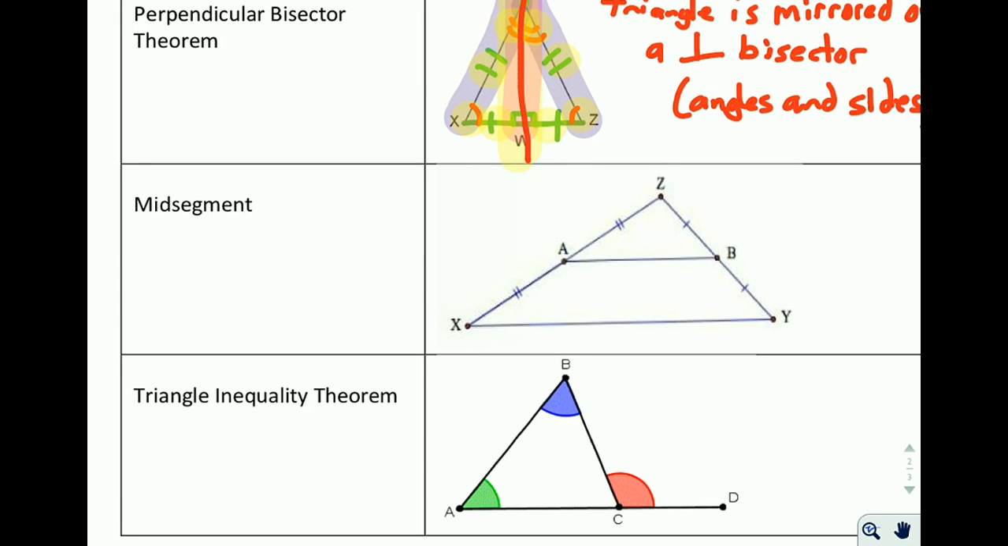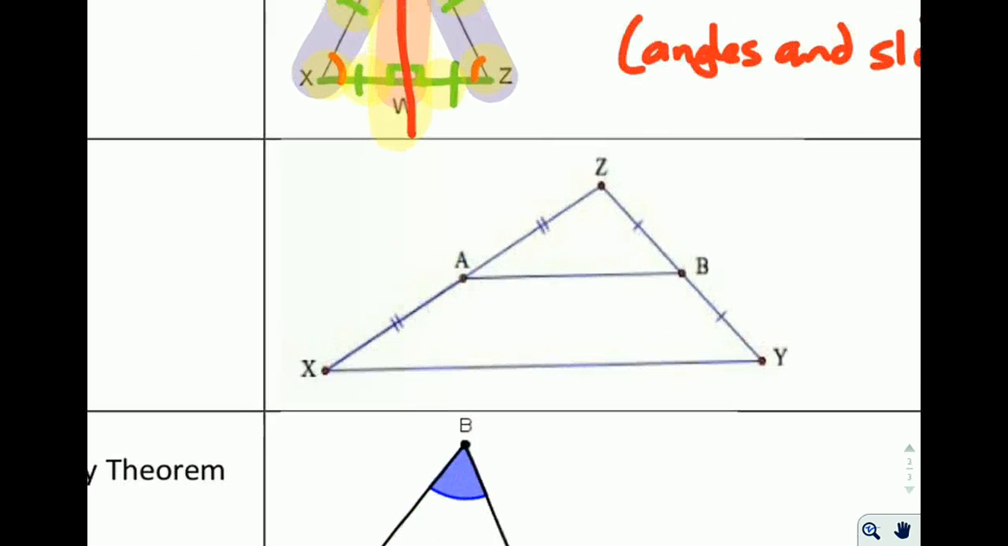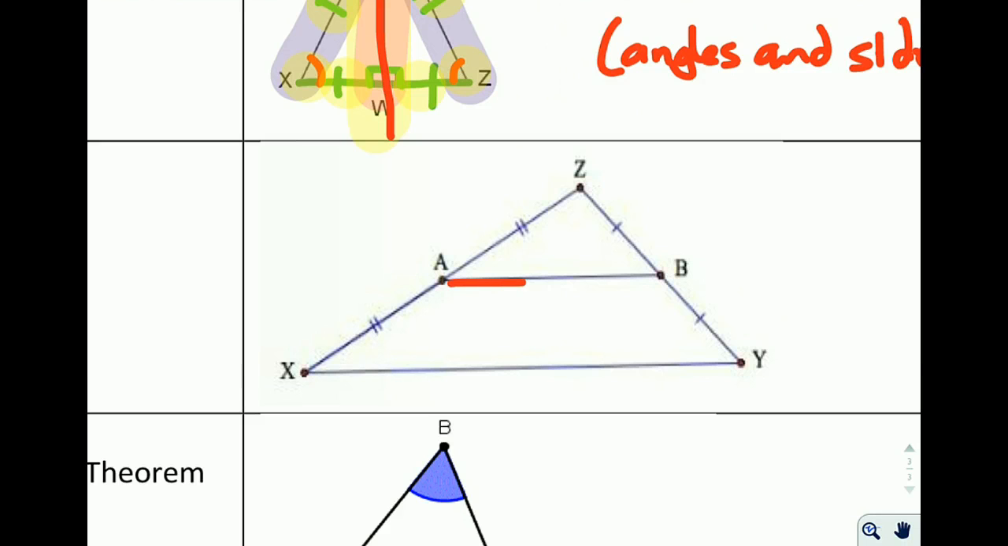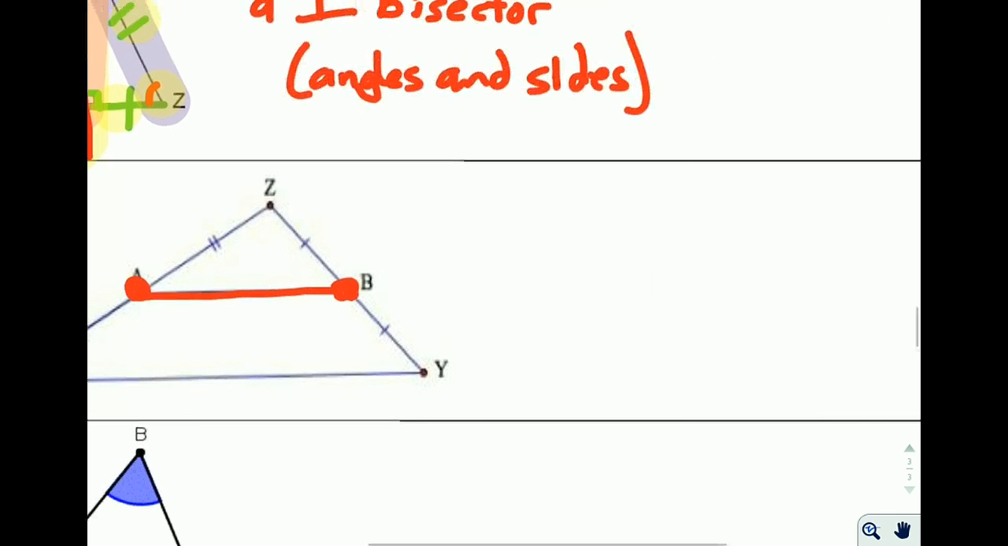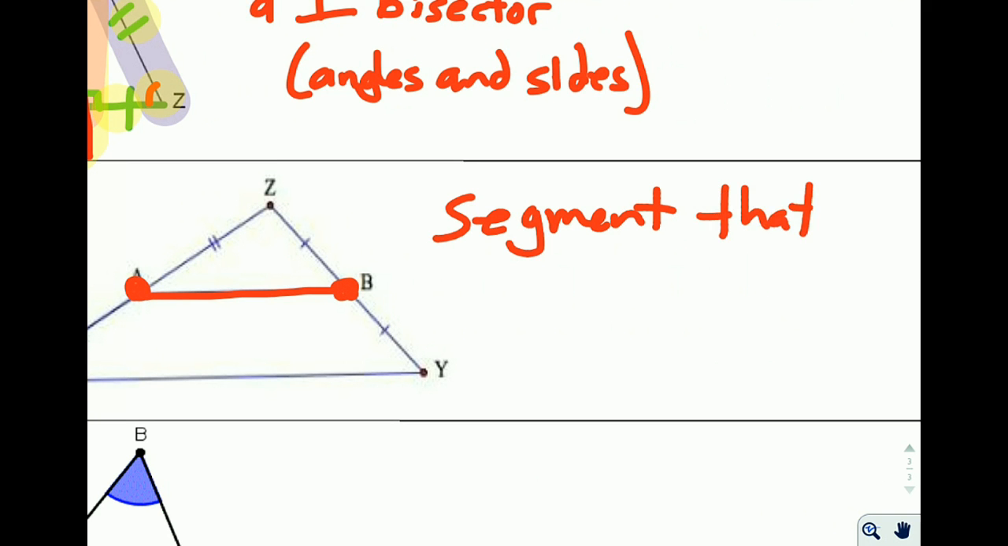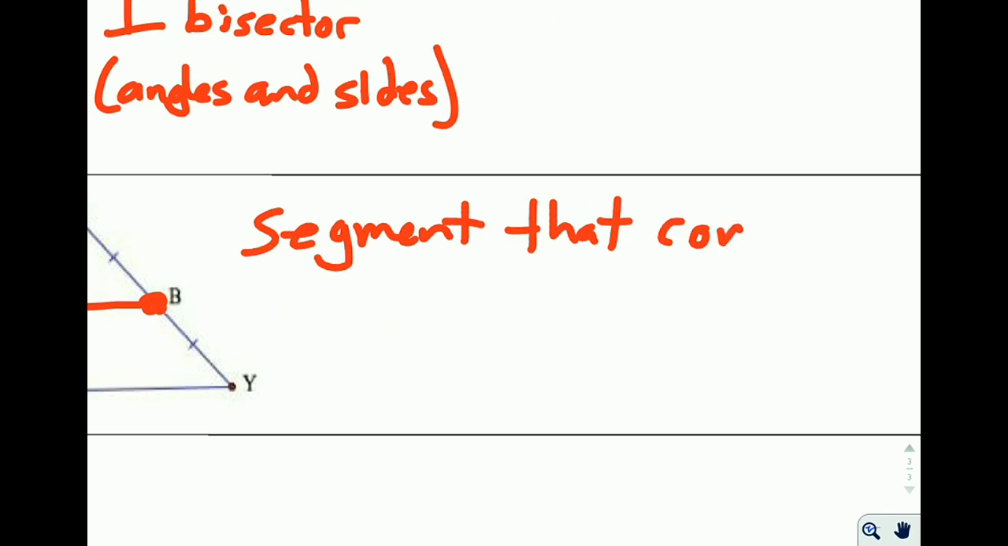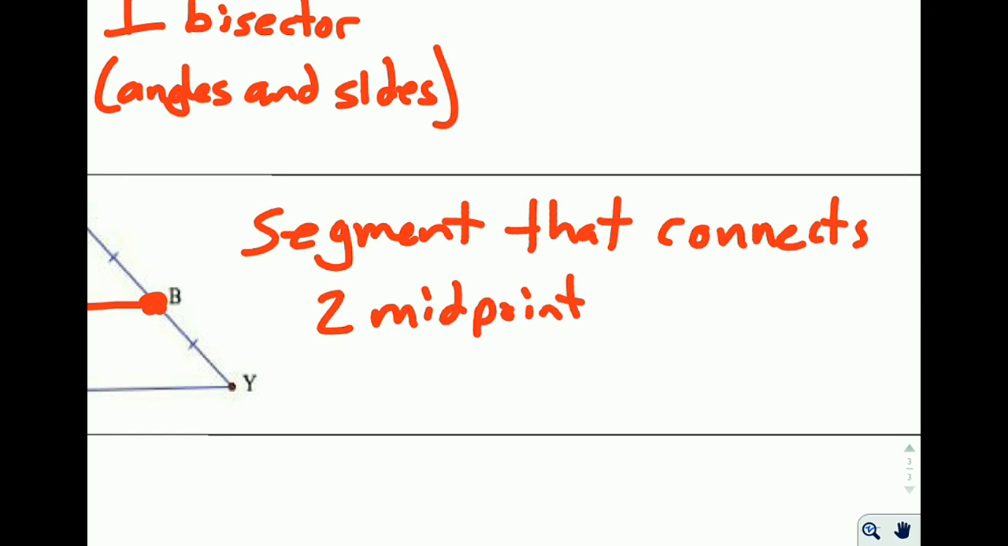Next one is a midsegment. Now a midsegment is a line, a segment here, that is connecting the midpoint on one side and the midpoint on another. So a segment that connects two midpoints on sides of a triangle.